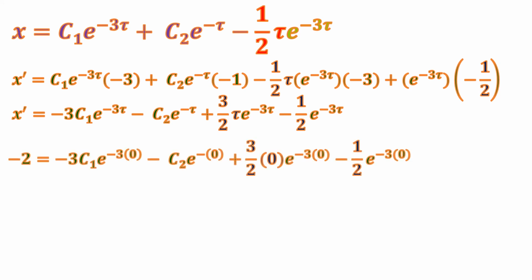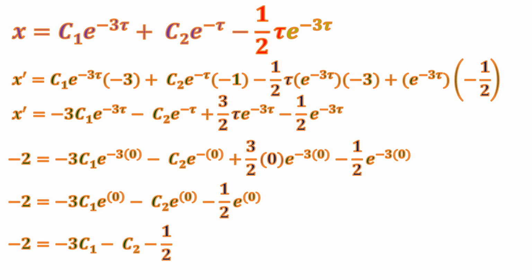Then we substitute based on the initial condition given. If t is 0, then x prime is negative 2. So multiply all the numbers. Negative 3 times 0 is 0, and observe that we have only 3 terms left because the term with 3 halves times 0 is gone. And then we change all the e to the 0 by 1. So we're left with this, but we still have negative 1 half that can be transposed to the other side.